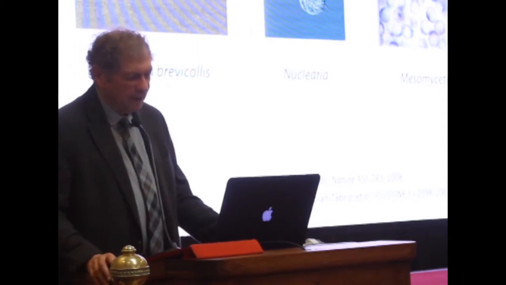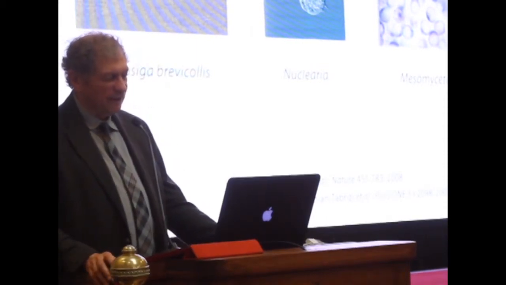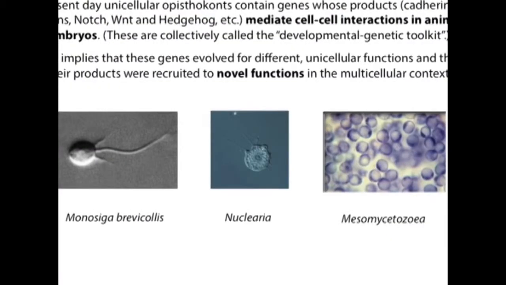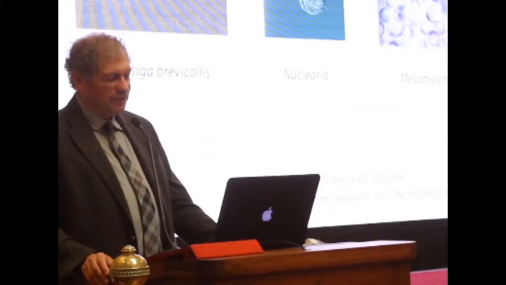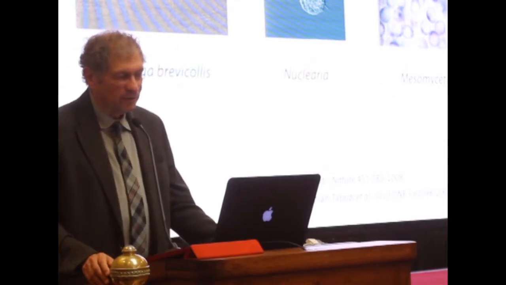So here, I showed some examples of opisthokonts, and we have some present-day examples, and they're the cousins of us. Present-day, and they include fungi too. Present-day unicellular opisthokonts contain genes whose products, and I give some examples here, mediate cell-cell interactions in animal embryos. They are collectively called the developmental genetic toolkit. This implies that these genes evolved for different unicellular functions and that their products were recruited to novel functions in the multicellular context. So what am I saying here?